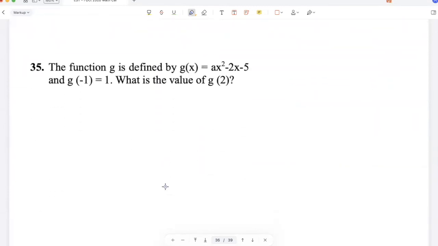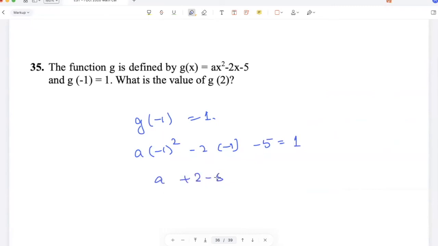Okay. The function g is defined by this, and g of -1 is 1. What is the value of g of 2? Okay. So g of -1 is 1. So a times -1 squared minus 2 times -1 minus 5 is 1. So a plus 2 minus 5 is 1. So a minus 3 is 1. So a is 4, right?